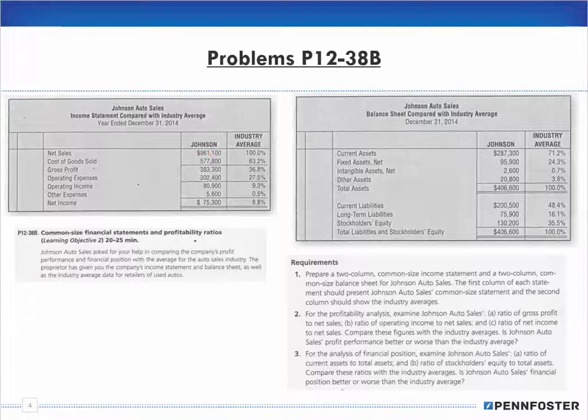So it says here, Johnson asked for help in comparing the company's profit performance and financial position with the average of the auto industry. The proprietor has given you the company's income statement and balance sheet as well as the industry averages for retailers of used autos. Requirements: prepare a 2-column common size income statement and a 2-column common size balance sheet. The first column of each should present Johnson's common size statement and the second should show the industry average. For the profitability analysis, we'll get to that in just a second.